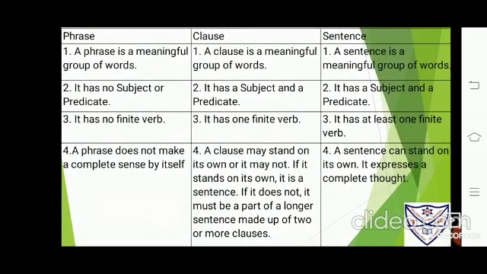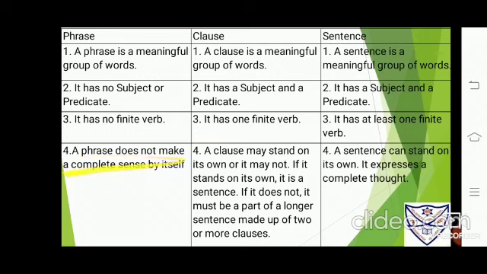The difference between a phrase, clause, and a sentence was already taught to you. A phrase is a meaningful group of words but does not make complete sense. A clause is a meaningful group of words again. A sentence is also a meaningful group of words that always makes sense. A phrase has no subject and no predicate. A clause has at least a subject, a predicate and one finite verb. A sentence will also have a subject and a predicate. A phrase will have no finite verb, a clause will have one finite verb, and a sentence has at least one finite verb and can have more than one.